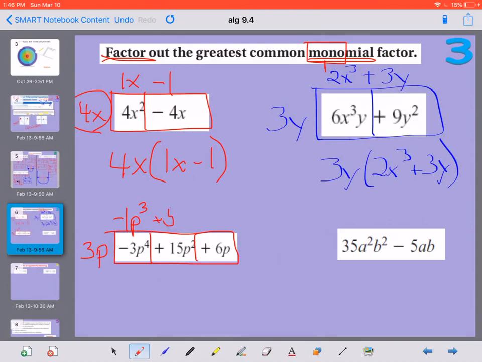3 times 5 will give me 15. I need another p as well. And then 3 times 2. Now I already have the p in the 3p, so it's just 2 up there. So 3p times (negative 1p cubed plus 5p plus 2).